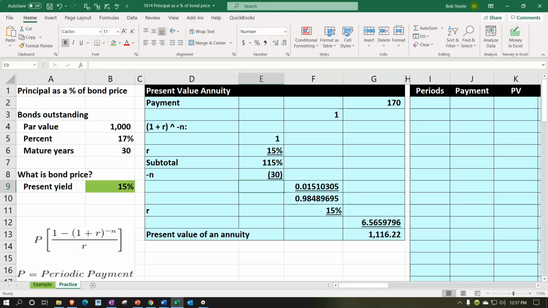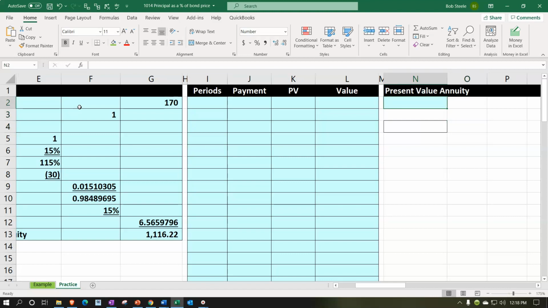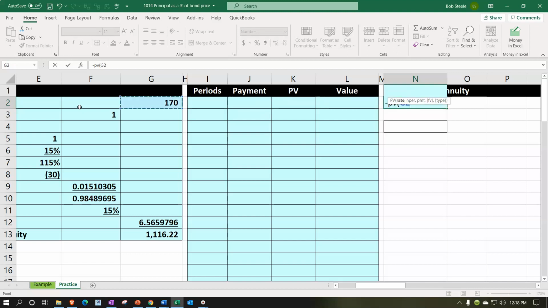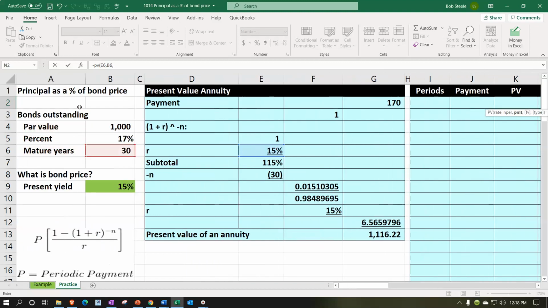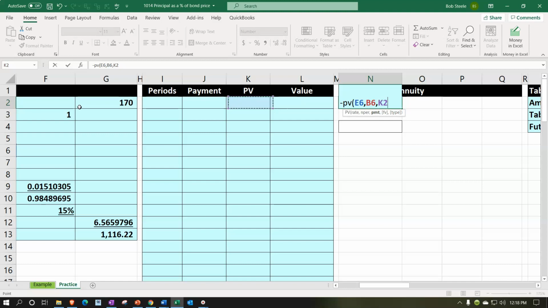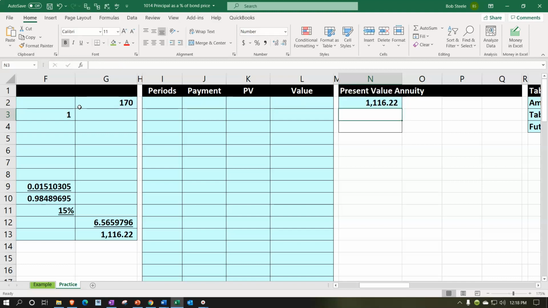Before we get to the present value of one side of things, and then our percentage here, our principal as a percent of bond price, we're then going to calculate this first component a few different ways. This time, the magic way, using Excel: negative present value, shift 9, rate is going to be that 15%, comma, number of periods is now 30 years, comma, and then the payment is going to be that 170.